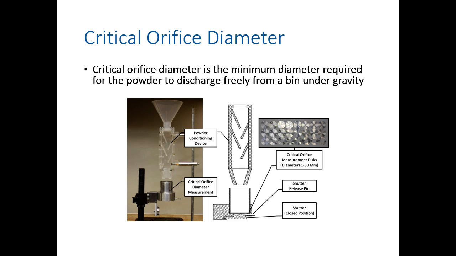Critical orifice diameter is the minimum diameter required in a container in order for the powder to discharge freely under gravity. So the experimental setup consisted of a cup where we placed a disc with a given orifice diameter at the bottom of it, filled the cup with the powder conditioning device, and then we released the pin for the shutter to open. If the orifice diameter was large enough, the powder discharged freely. We repeated the experiment and we recorded the minimum diameter required for each of the materials used.